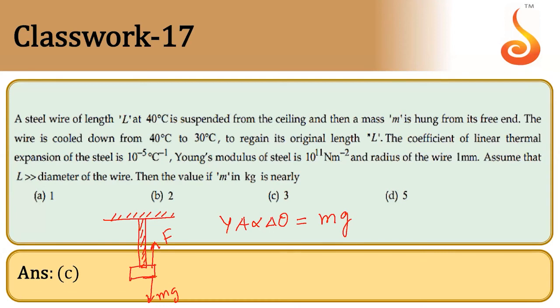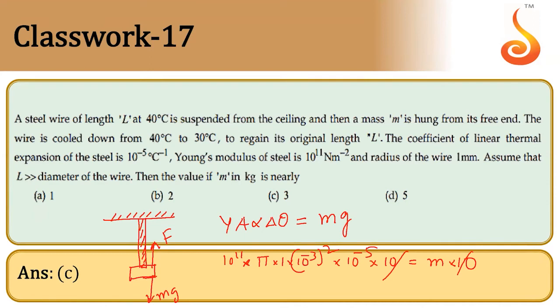Okay, so substitute. What are they asking? M they're asking. So everything you can substitute. Young's modulus is how much? 10 to the power of 11. Area of cross section you can calculate: pi into 1 into 10 to the power of minus 3 whole square, alpha into 10 to the power of minus 5. Change in temperature, substitute only magnitude, equal to m into g. You take g as 10. 10 will be cancelled. So what is the m value? Tell me.